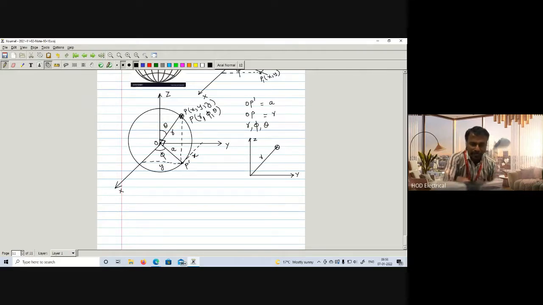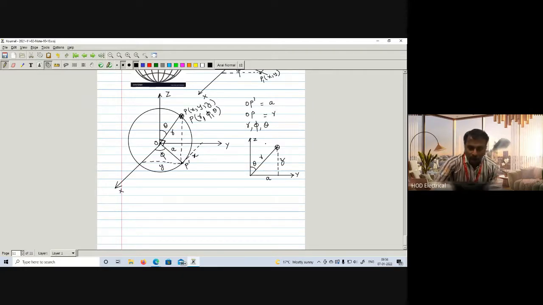It is like one tray. If you draw it in this two-dimensional plane, this distance is the distance a, this point will be your a, and this distance will be your z. Therefore, this angle will be theta.